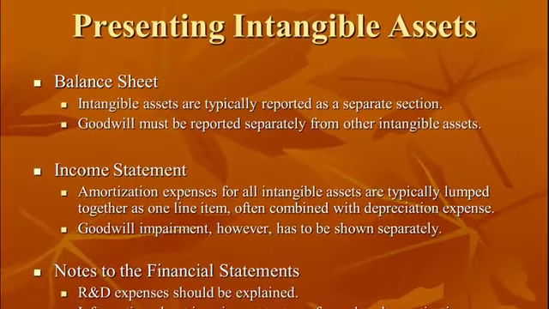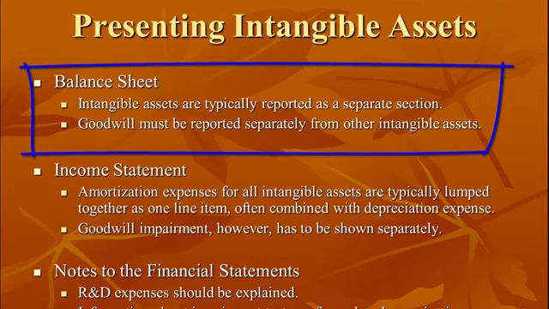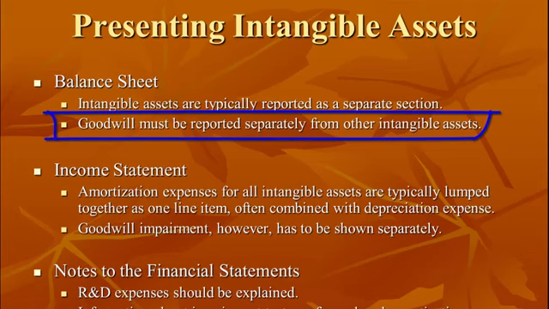The last thing we need to talk about is how we present intangible assets. And there's not a lot of detail here, but since we haven't done journal entries, I figure we need to go through and talk about at least some of the details. First, intangible assets are usually broken out on the balance sheet. We don't keep them in with PP&E or long-term investments. They get their own section unless there's such a small portion that it's immaterial, and then they can be lumped in somewhere else. The one rule about how we show intangible assets under US GAAP is that goodwill has to be reported separately from all the other intangibles.